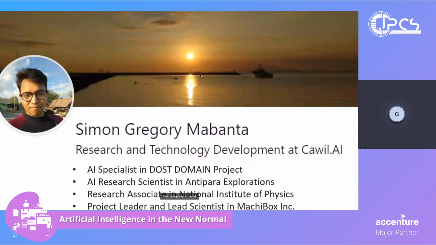So for everyone here, probably you don't have any idea of computer vision, or some have a slight idea of computer vision. Some of us would think computer vision would be something like this.